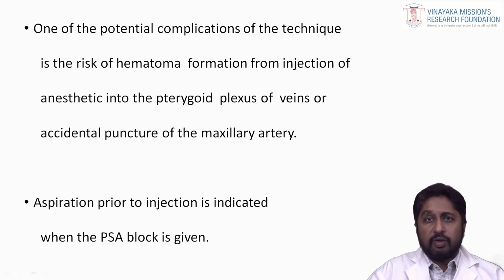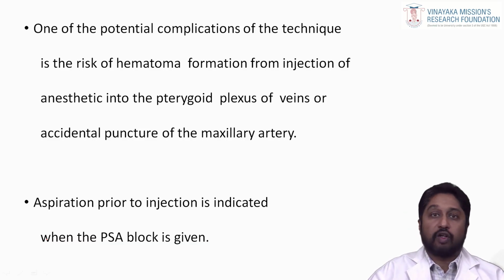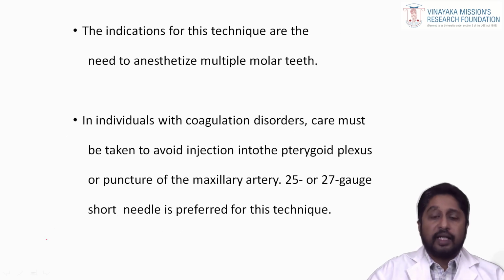You should not be suddenly scared when you have heavy bleeding. This happens only when you have a very long needle or you go very deep and puncture the pterygoid plexus. So the most common complication is puncture of the pterygoid plexus of veins, that is, hematoma. Always aspirate before you inject. The indication for the technique is the need to anesthetize multiple molar teeth. In individuals with coagulation disorders, care must be taken to avoid injury to the pterygoid plexus of veins. A 25 or 27 gauge needle is mostly preferred.